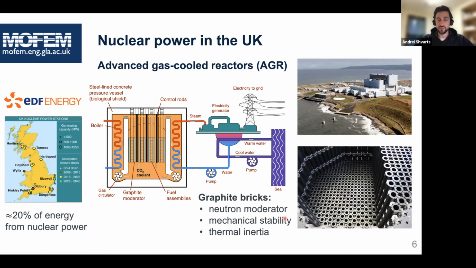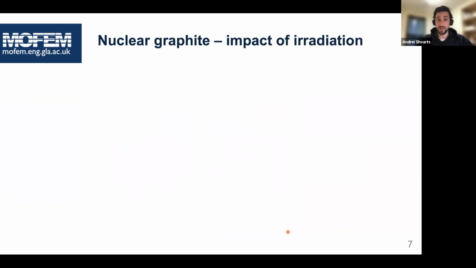They have cylindrical shape, and the control rods and fuel cells are being inserted inside of those bore holes inside of those bricks. So those graphite bricks act as neutron moderators, meaning that they are part of the nuclear reaction happening in the core, but they also provide mechanical stability for the whole structure and also thermal inertia during the operation. But the fact that those bricks are present in the reactor during years of work means that they have become irradiated, and that leads to cracking.